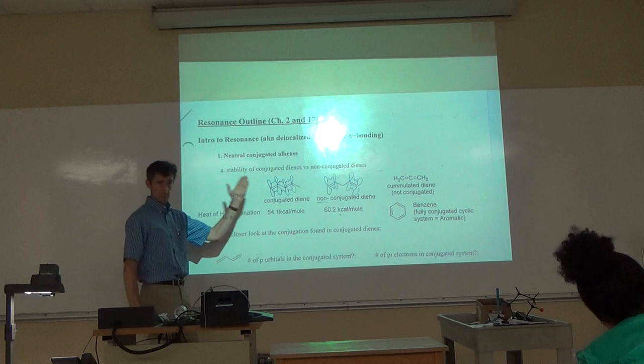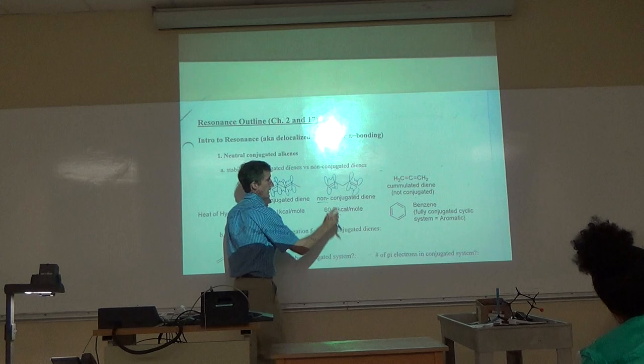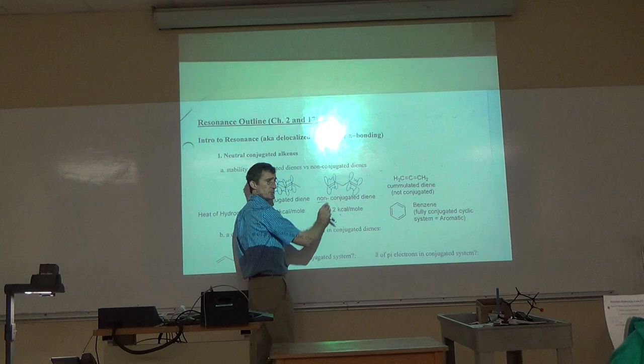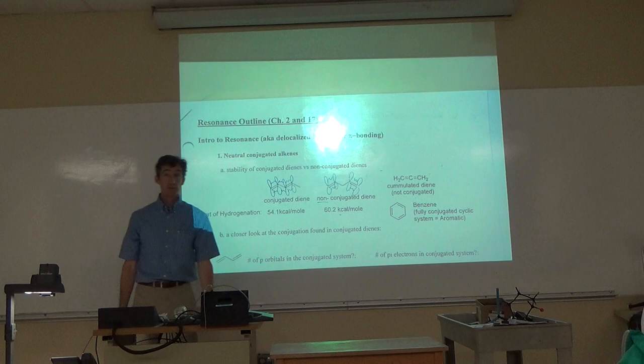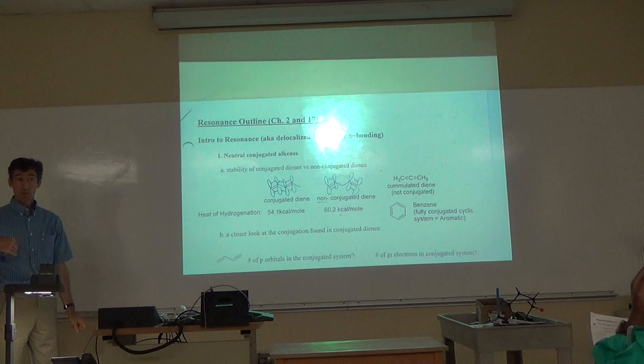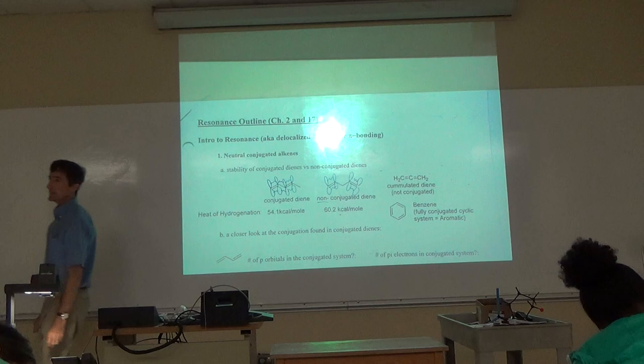Over here, are these two center ones interacting? No, they're too far apart. There's a carbon in between. Does the carbon in between have a p orbital? No, the carbon in between is sp3, no p orbital. This kind of breaks the conjugation. You've got two separate pi systems here. They're not conjugated to each other.